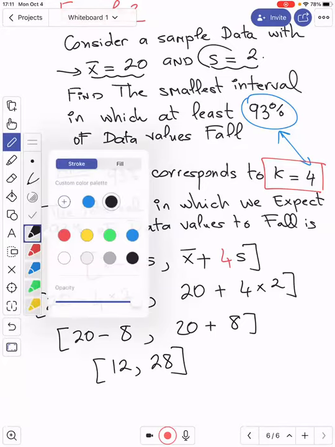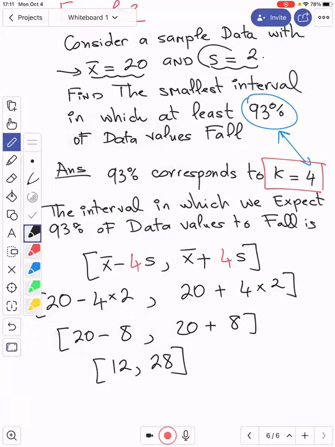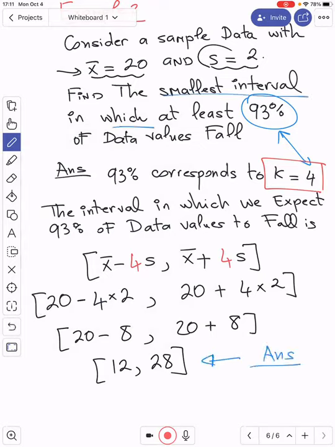Of course this is the answer, right? That's the final answer. This is your answer right here. That's your smallest interval in which you expect at least 93% of data values to fall.